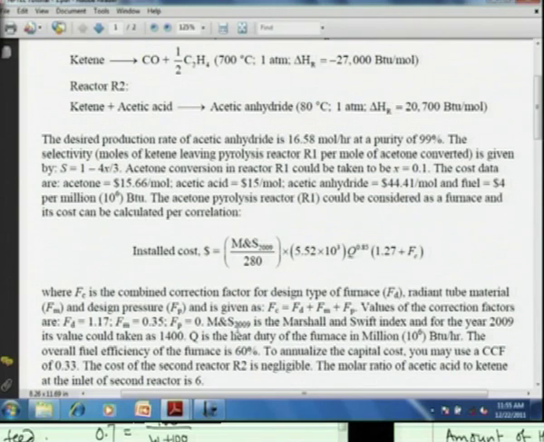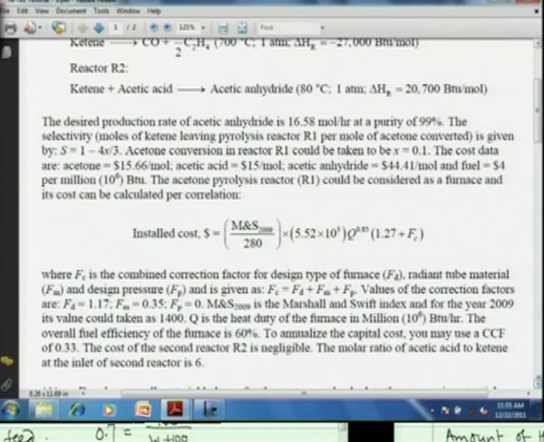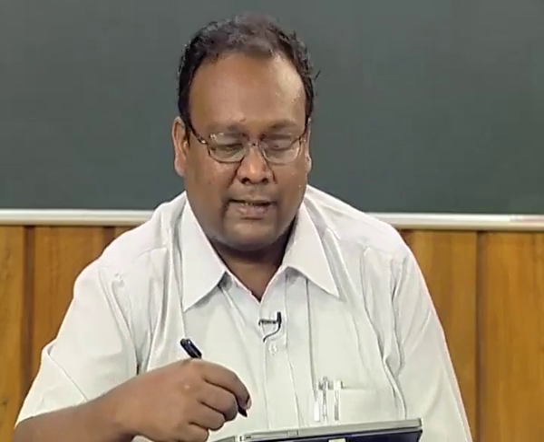I just said that the Marshall and Swift index you can take for 2009 as 1400. Q is the heat duty of the furnace in MMBTU. The overall fuel efficiency of the furnace is 60%. Now, in order to determine the economic potential of the process, we have to annualize the capital cost. Some costs of this process are of a recurring type, which means we have to pay them annually, and some costs are single-time costs, for example the capital cost of the reactors. So, in order to determine the economic potential, these two costs have to be brought on the same basis.